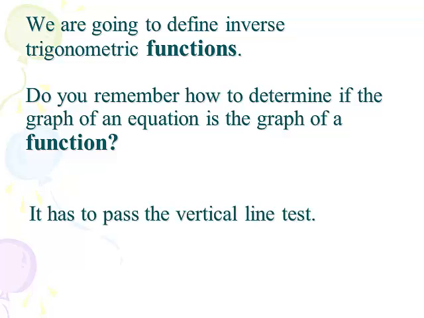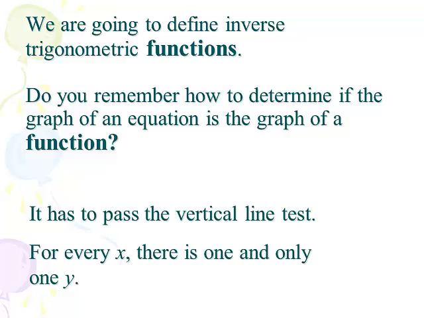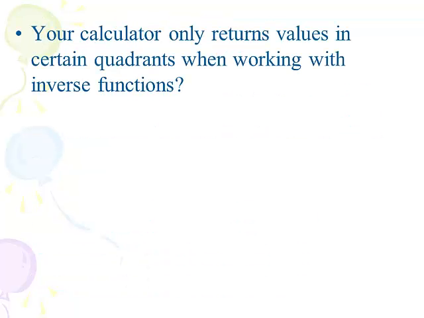So if you graph the function and you pass a vertical line from left to right, the graph can only intersect the vertical line one time at one place, and in order for it to be a function, in other words, for every x there is one and only one y. So when we give you an equation, there can only be one answer for that equation. And that is the definition of a function. For every x, there is one and only one y. So today we're going to be defining the inverse trig functions, inverse sine, inverse cosine, inverse tangent.